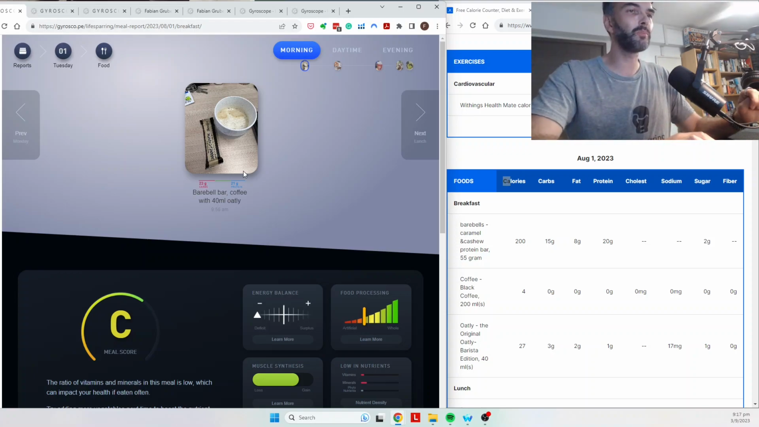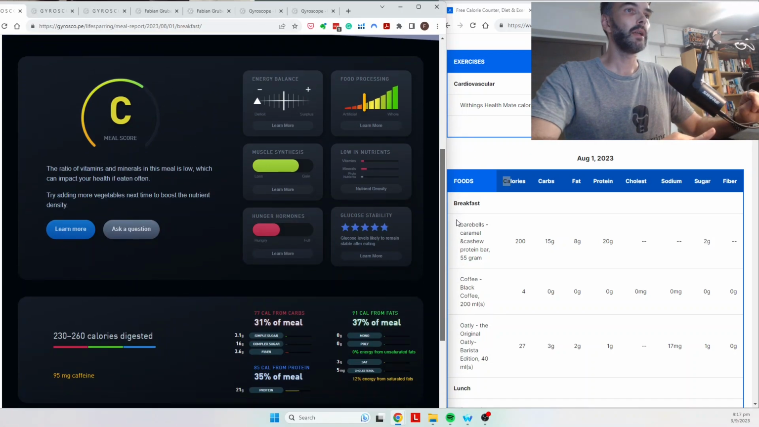This should be relatively easy to track, right? Since a Barebells bar should be in everyone's database, pretty clear. And coffee, these are all staples. A little bit of oat milk should be easy to estimate.